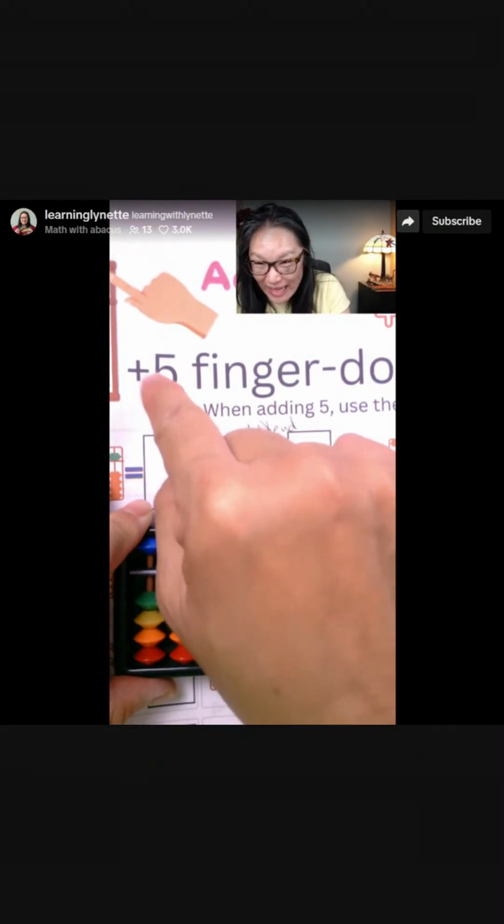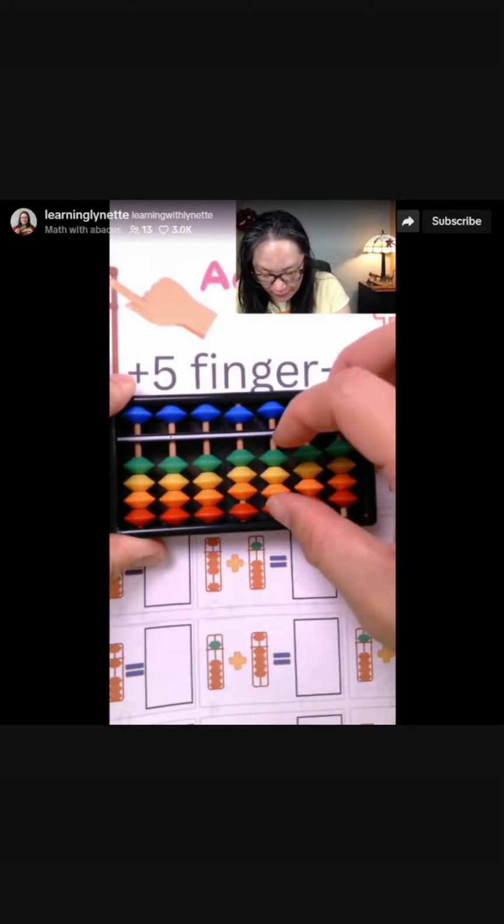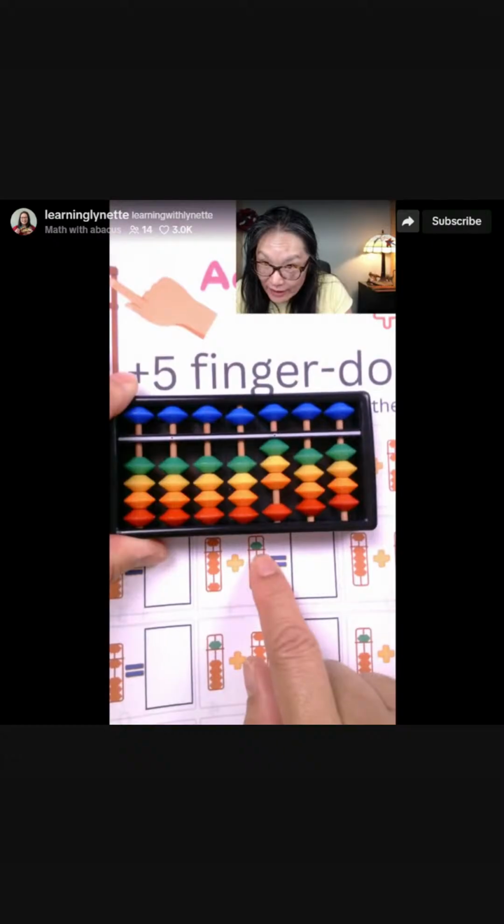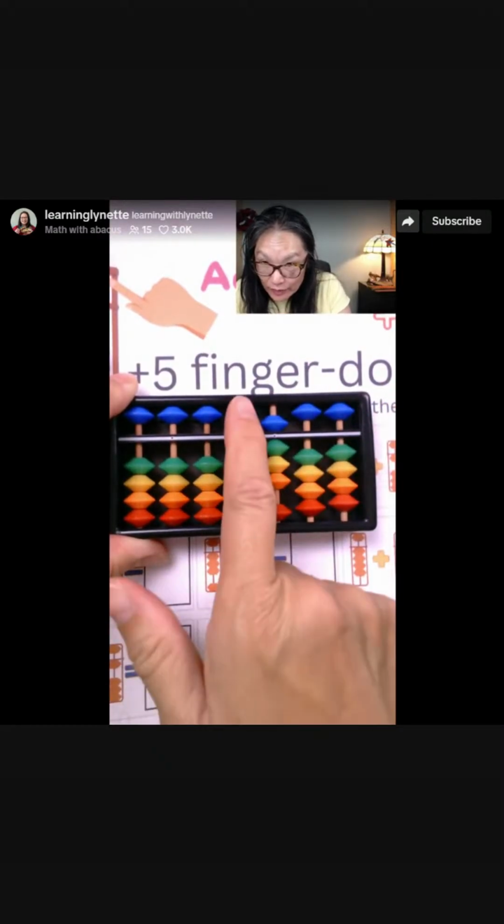So I have my question. I have 3. I want to add the 5. Can I do it? Yes, I can add the 5, and I'm over there. Right? So my final answer is 8. Whoop, whoop. And then we do 6.